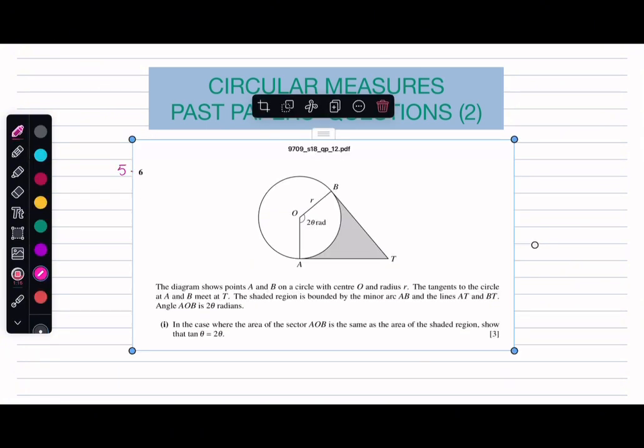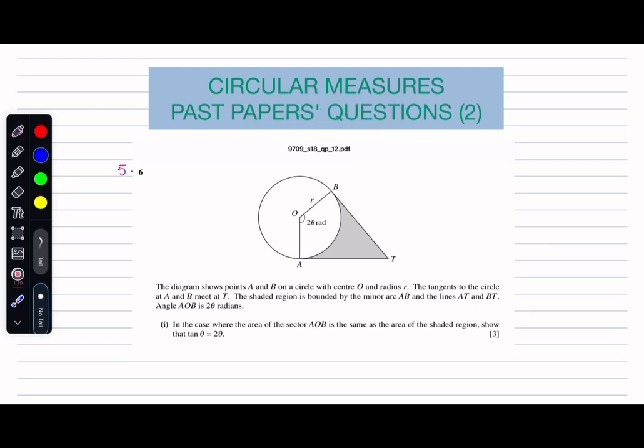And the question says the diagram shows points A and B on the circle with center O. So OB and OA, we can see they are the radii. The tangents to the circle at A and B meet at T. We have the tangent at A, AT. We have the tangent at B, which is BT. The shaded region is bounded by the minor arc AB and the lines AT and BT.